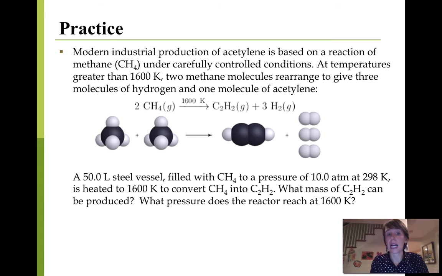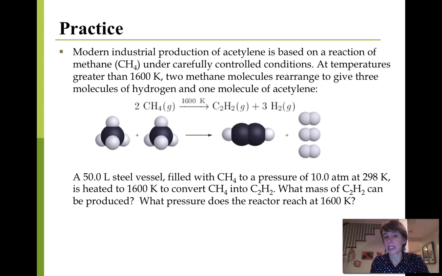So let's do some practice. Best way to learn this stuff is to do some problems. And this problem is on page 8 of your Chapter 5 lecture notes, so you do have it in front of you. It's a reaction of two methane molecules that are heated and pressurized, and that is how acetylene is produced, which is also known as welder's gas. And it also produces hydrogen.